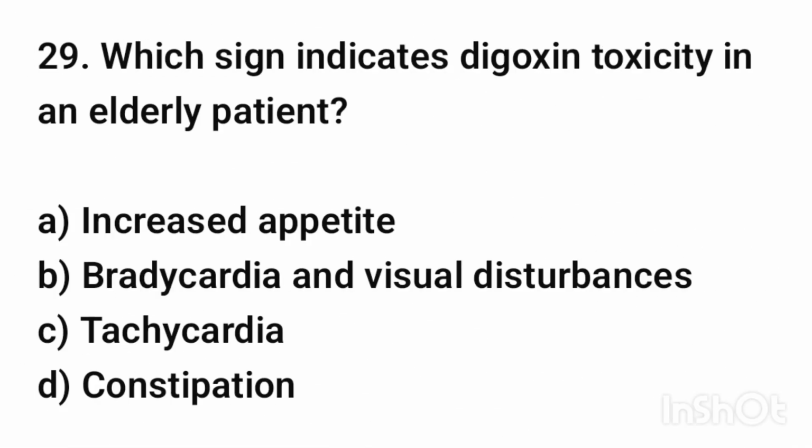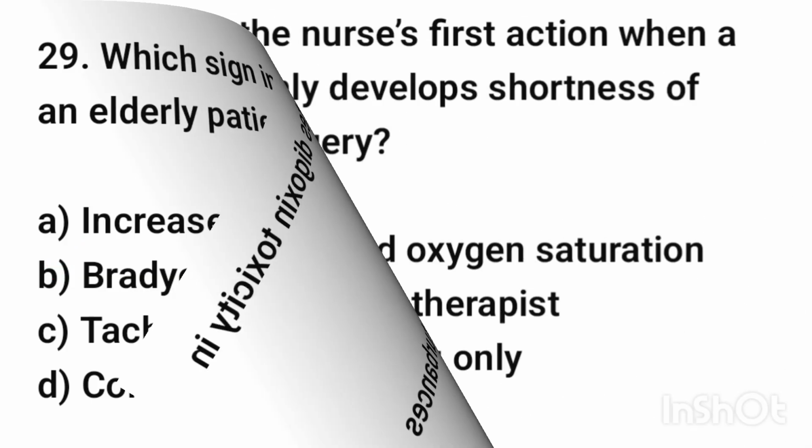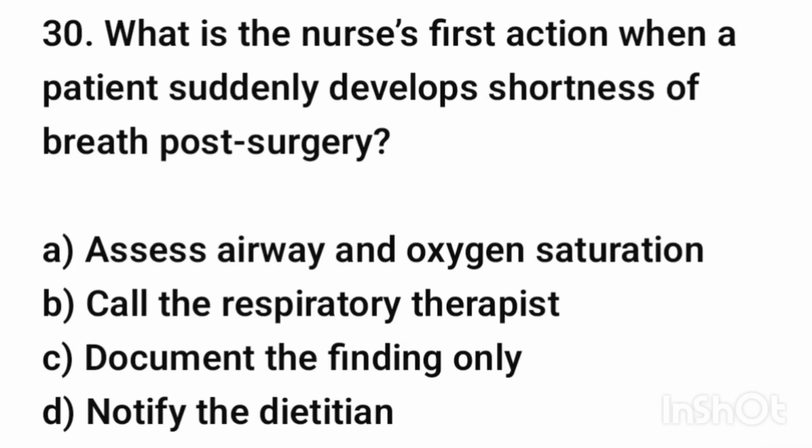Question number 29. Which sign indicates digoxin toxicity in an elderly patient? The correct answer is option B, bradycardia and visual disturbances. Question number 30. What is the nurse's first action when a patient suddenly develops shortness of breath post-surgery? The correct answer is option A, assess airway and oxygen saturation.